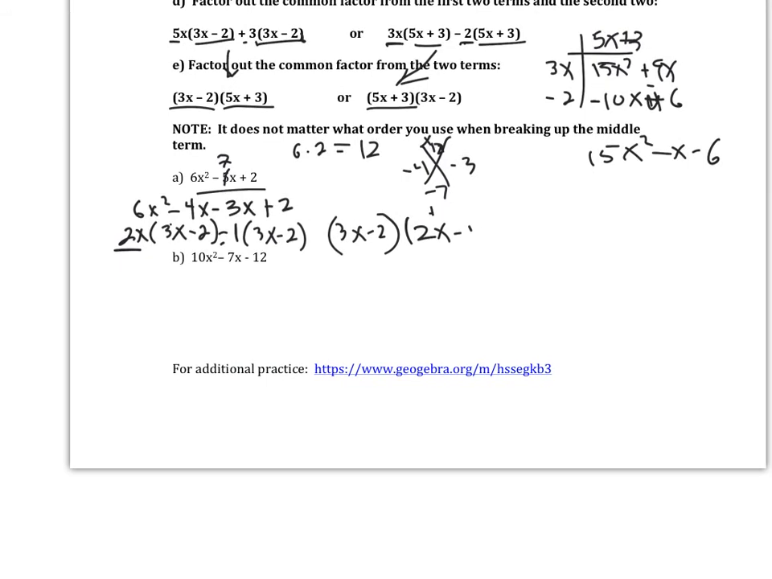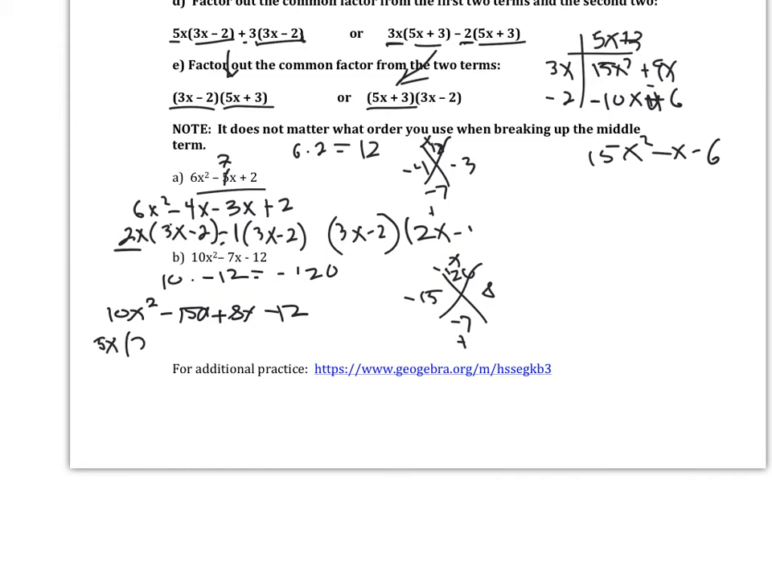And then if we want to factor the next one, we have 10 times negative 12, which is equal to negative 120. We want two numbers that multiply to negative 120 and add up to negative 7. Those two numbers would be negative 15 and 8. So we would say 10x squared minus 15x plus 8x minus 12. When we factor, we take out a 5x times 2x minus 3, plus we factor out a 4 here, 2x minus 3, yielding in the end 5x plus 4 times 2x minus 3. Okay, let's continue.